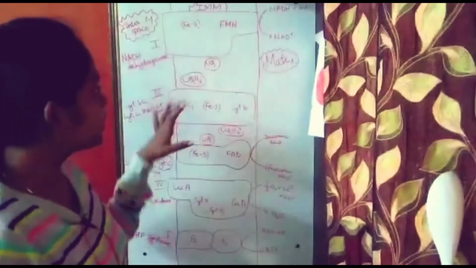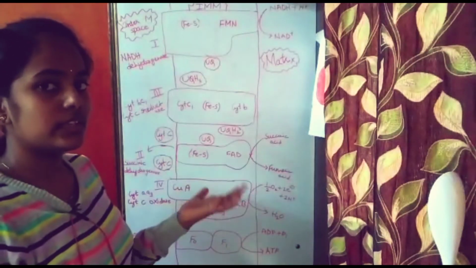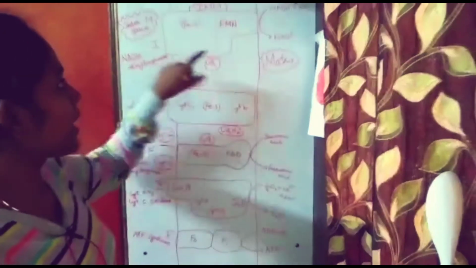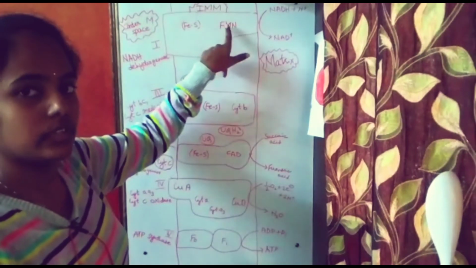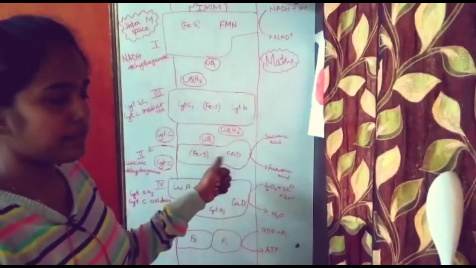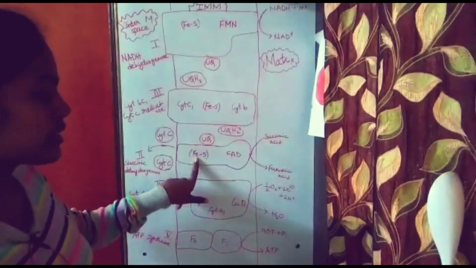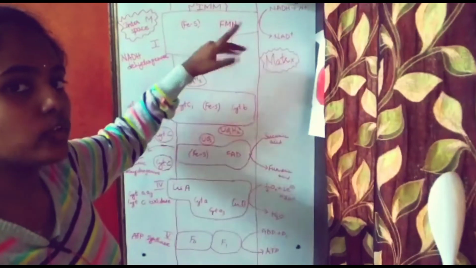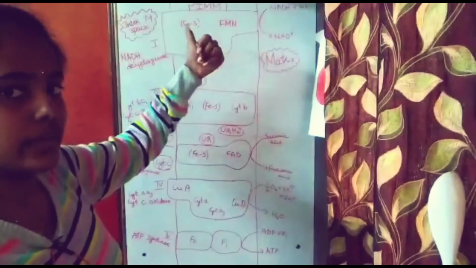You should also remember the components present in each complex. If you remember the components, it will be easier for you to solve any question from these concepts. So the first complex has FMN and FeS. What is FMN? Flavin mononucleotide. Coming to the second complex, FAD and FeS are present. What is FAD? Flavin adenine dinucleotide. FeS is the iron sulfur complex. You may confuse between FAD and FMN about where to place them. M and N come one after the other in the alphabet, right? You can remember like that.